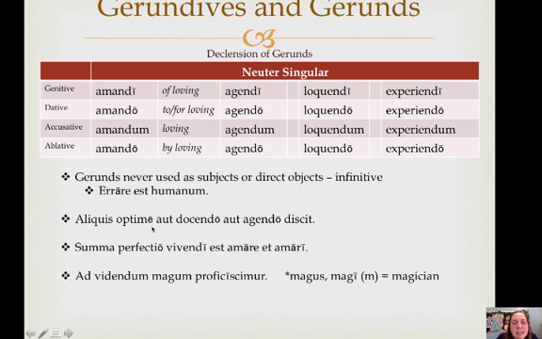Aliquis optime aut docendo aut agendo discit. So, someone learns best either by teaching or by doing. Okay, so these are essentially ablatives of means, expressed by verbal nouns, by gerunds.